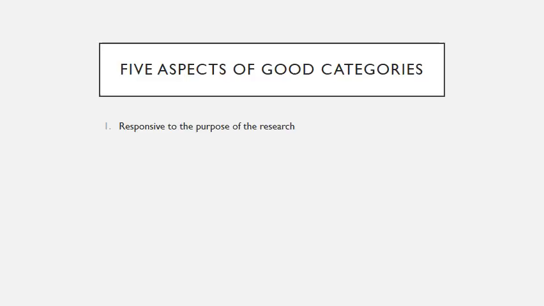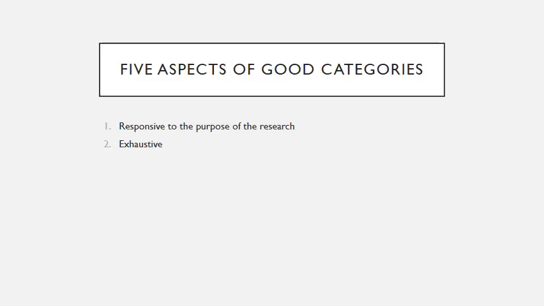So 5 aspects of good categories. They should be responsive to the purpose of the research. So even when you do open coding, not everything that you code will be useful to your research question, but it might be insightful to help answer it potentially. But if not, then you leave those findings out, but then that becomes another paper, another research question that you can tackle later on. They should be exhaustive.